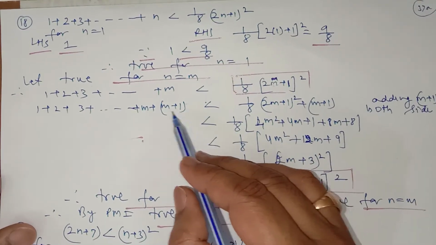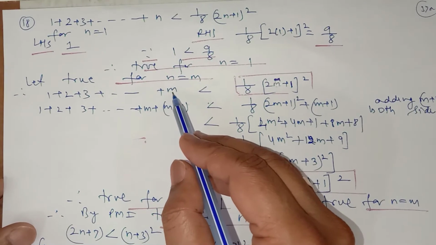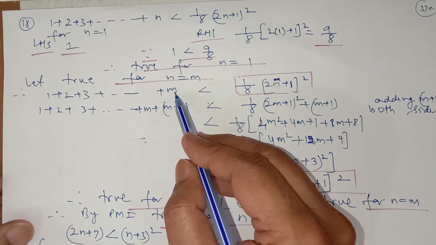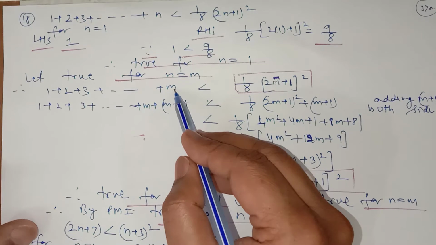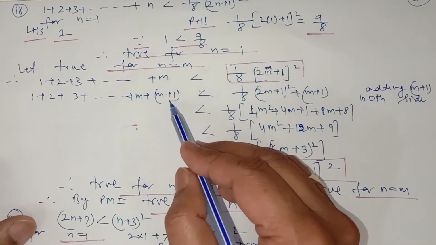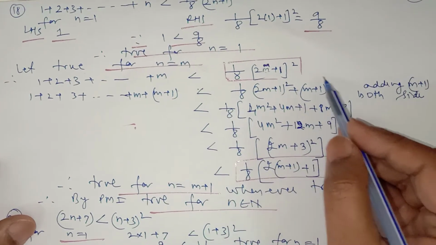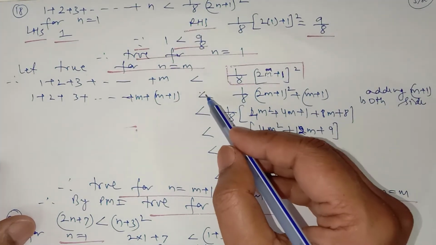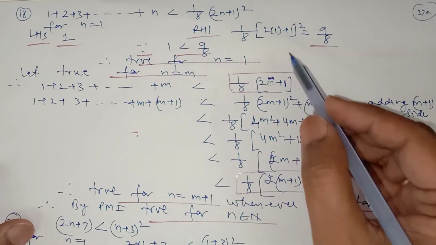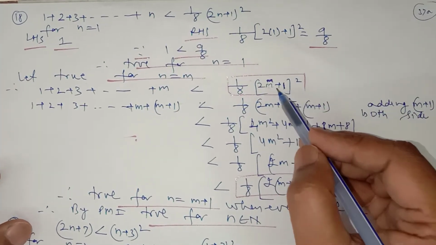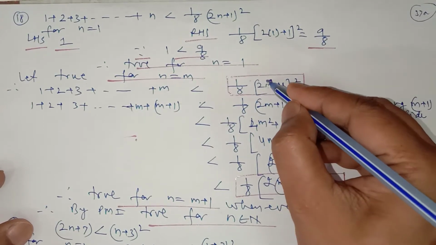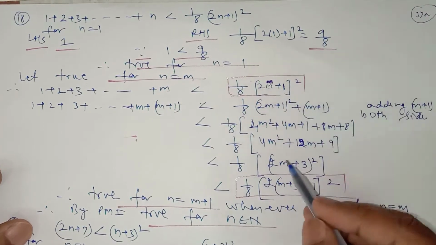Now as usual, we add the next term to the left hand side. That is, m is the mth term, so the next term will be m plus 1. So you have to add this m plus 1 on both sides. And on adding the right hand side with the inequality sign, we should obtain the next term of this, which will be (2m plus 1) whole square.